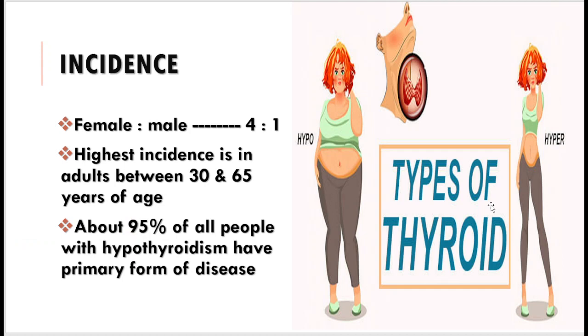Incidence. Of all thyroid disorders, if you see gender wise incidence, it is more commonly seen among females compared to males. So here in hypothyroidism, the female to male ratio is 4:1. Highest incidence is seen among adults between 30 and 65 years of age, and about 95% of all the people with hypothyroidism have the primary form of disease. That is, primarily the problem may be associated with the thyroid gland, it may not be associated with the pituitary gland or hypothalamus. Primarily 95% of hypothyroid patients may have the problem associated with the thyroid gland itself.